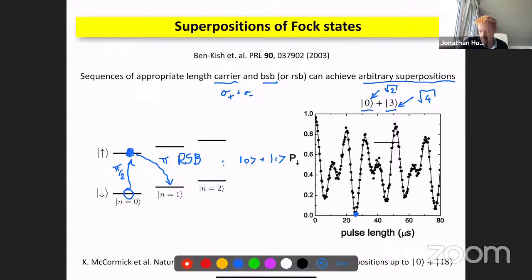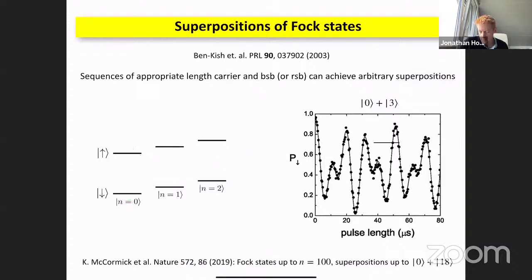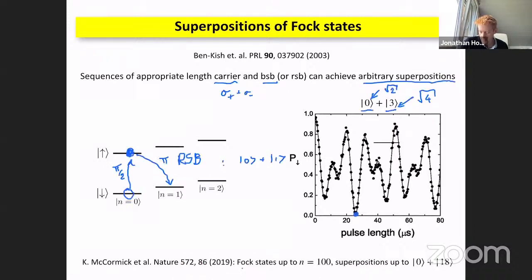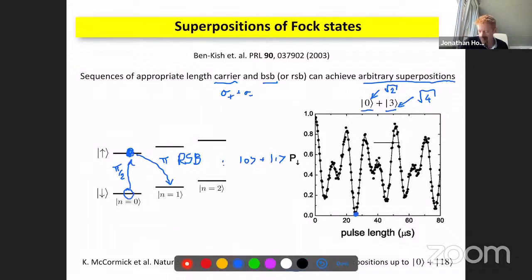More recently, NIST have used these techniques to make Fock states going all the way up to n equal to 100 and superpositions all the way up to 0 plus 18, right? So they've pushed the control, and this makes you very sensitive to trap frequency fluctuations. So it's useful for sensing, in terms of getting faster averaging down of data if you can make a bigger motional superposition, and 0 plus 18 is certainly what we would call a large motional superposition.